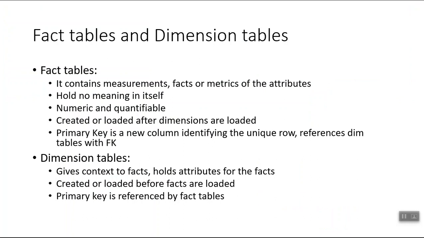So let's have a small recap. Fact table contains measurements, facts or metrics of any attributes, and dimension gives context to those facts. It holds the attributes for the facts. So a fact table on its own has not much meaning. Only wherever there are additive columns where you can just do a sum, like the total sales or the total salary, that info you can get. But whenever you want to slice and dice, you need to join it with the dimension tables. Again, facts are numeric and quantifiable.